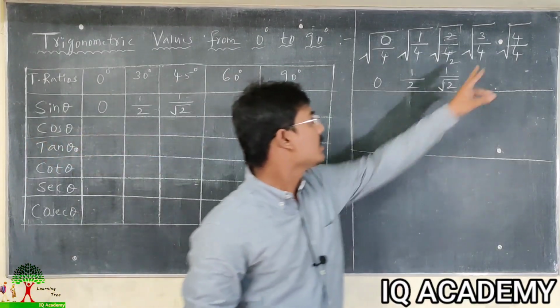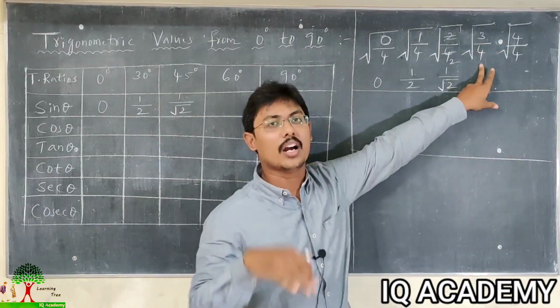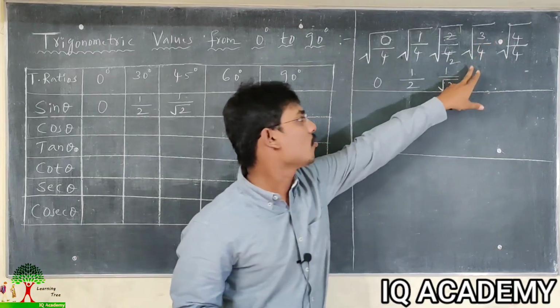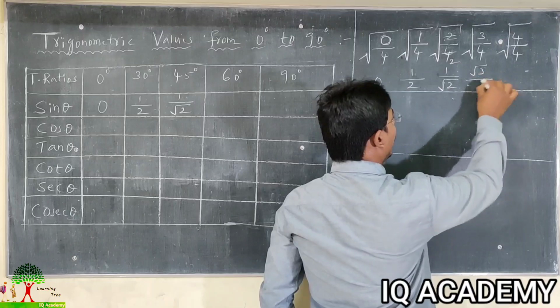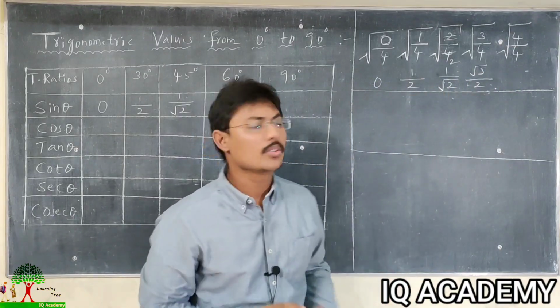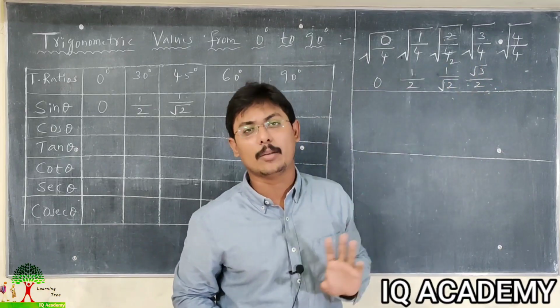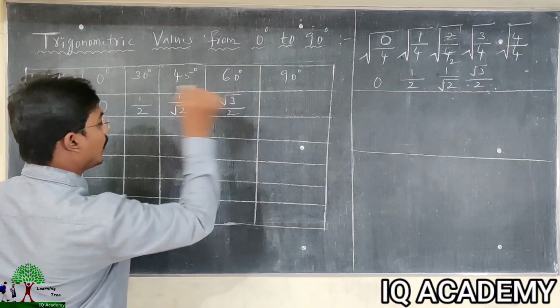After that, sine 60 degrees. We want sine 60. This is root 3 and this is root 4, and we can't cancel. Now, this is root 3 in the numerator and root 4 in the denominator. So it is root 3 divided by 2. So why are we writing 2? This is square root of 4, and square root of 4 is 2. So root 3 divided by 2. Sine 60 degrees is root 3 divided by 2.